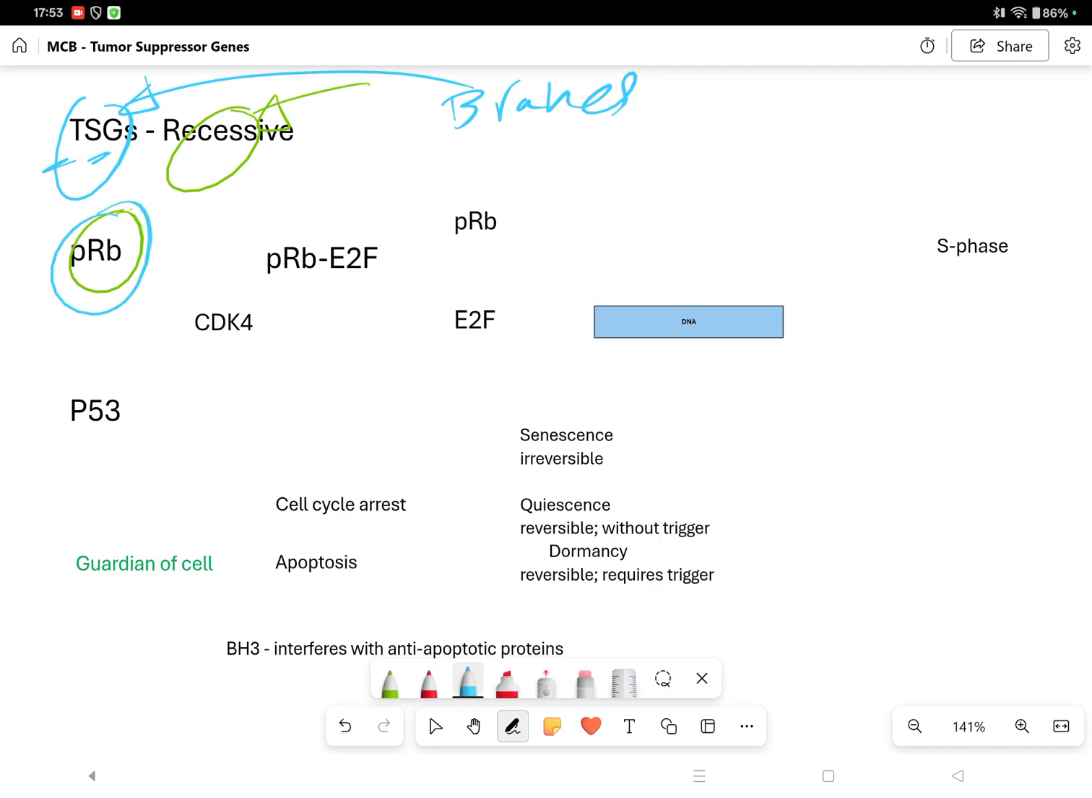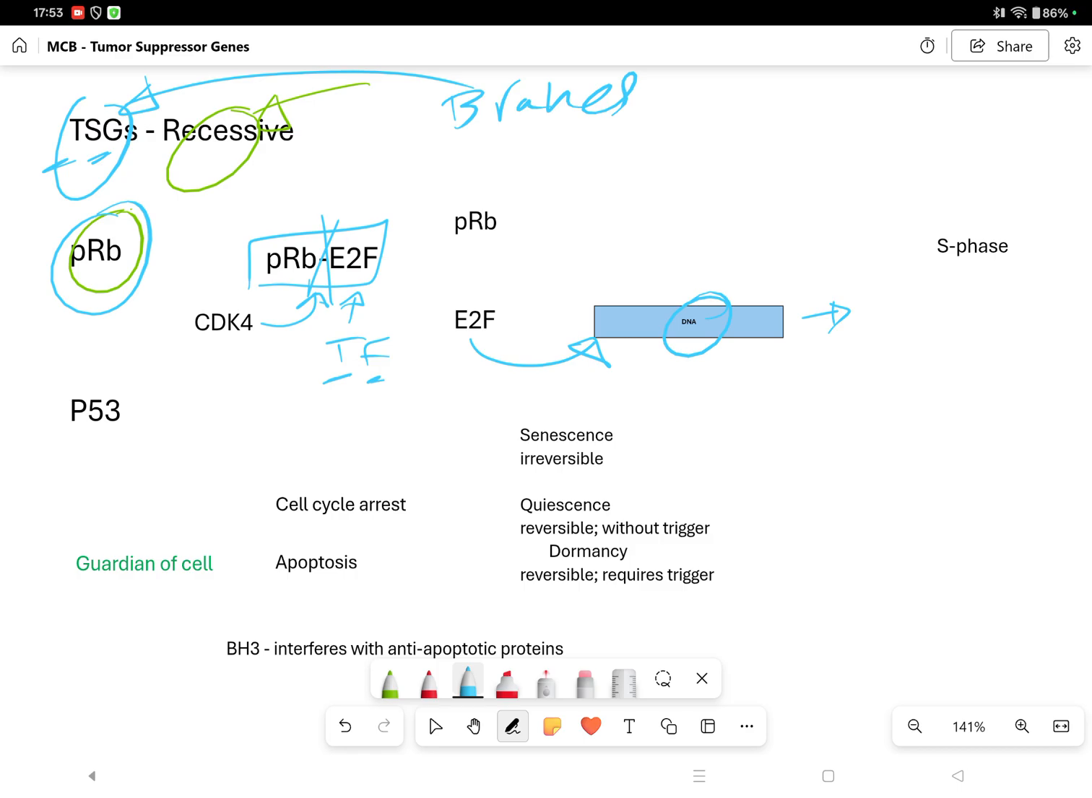So let's start with pRB, the retinoblastoma gene. It sits inside the cell, not on its own, but as a complex with E2F. What is E2F? E2F essentially is a transcription factor. And if it's a transcription factor, what is it going to do? It's going to promote transcription. Transcription is the first part of protein synthesis, with translation following. Under normal circumstances, E2F is going to bind to the DNA molecule and then promote cell cycle replication.